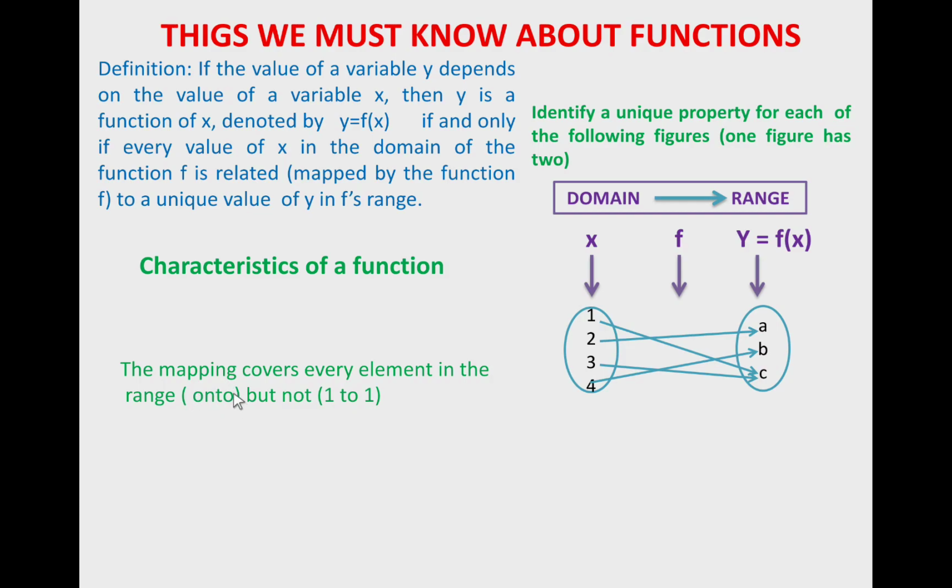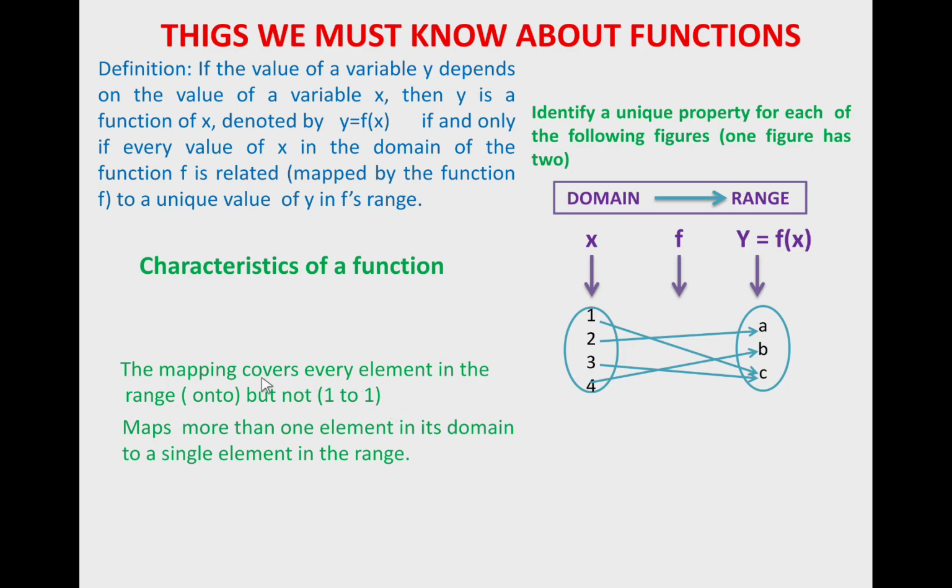The function is called a function that maps onto, but it's not one-to-one. Why? Because as we said, c in the range is mapped to by 2 elements, 1 and 3, and that's why it's not one-to-one. Let's take a look at another function.